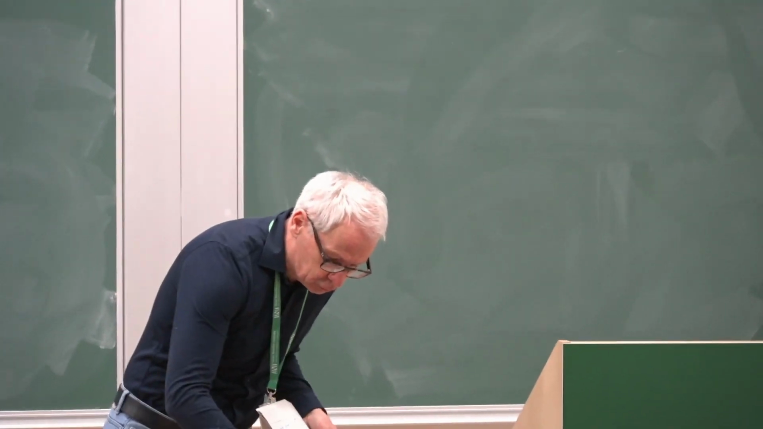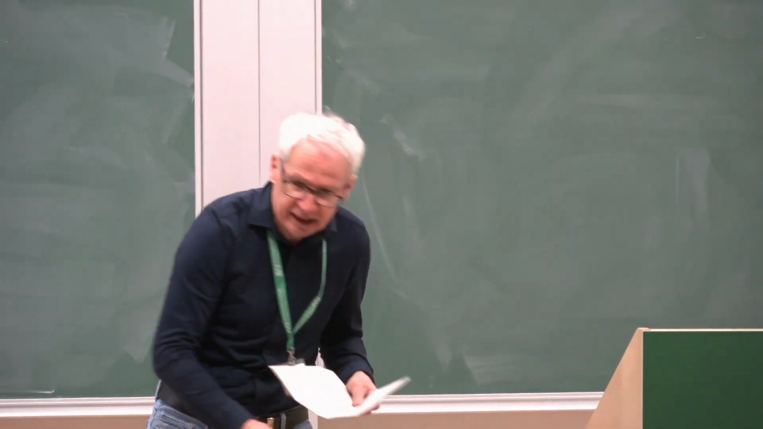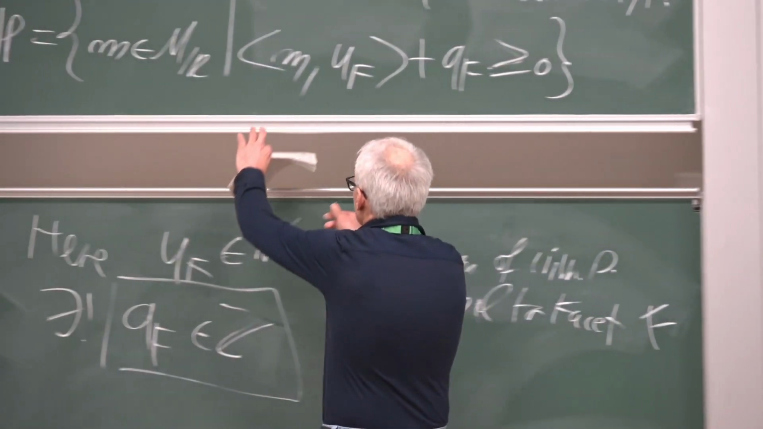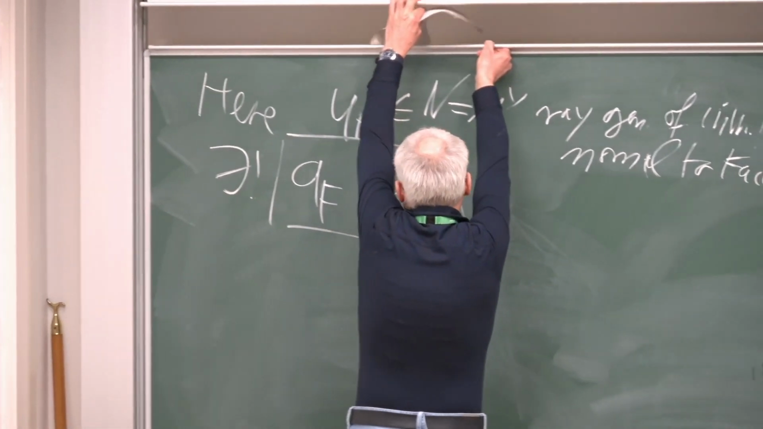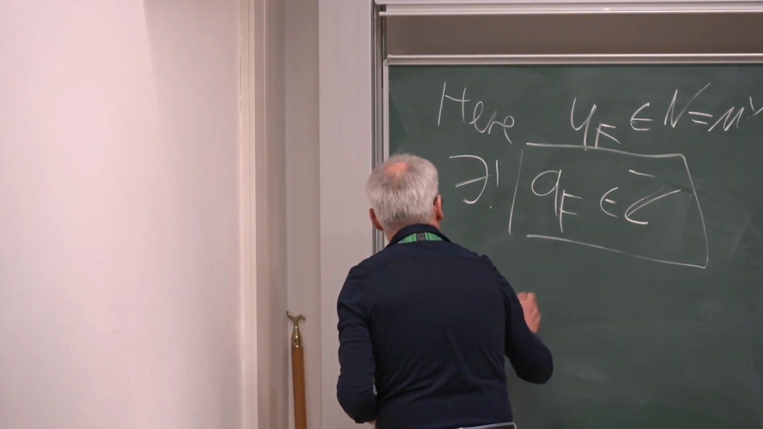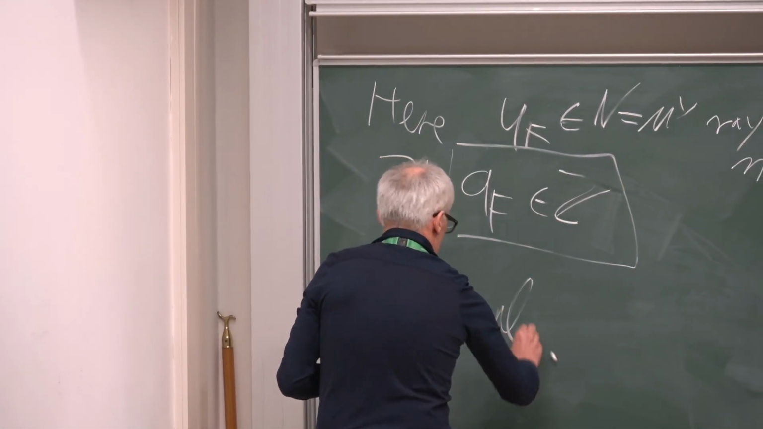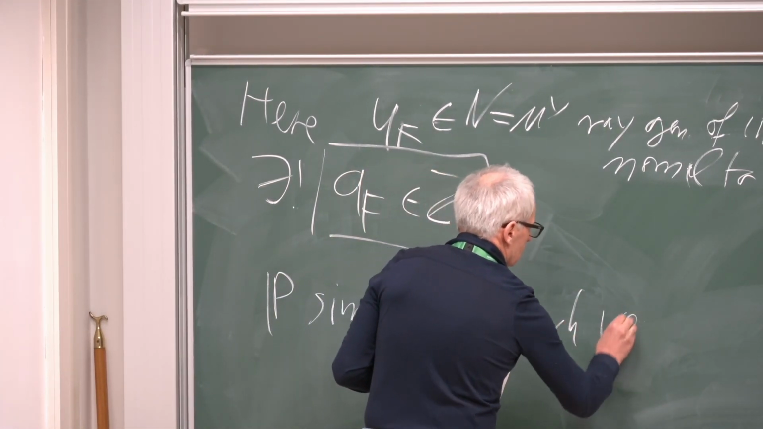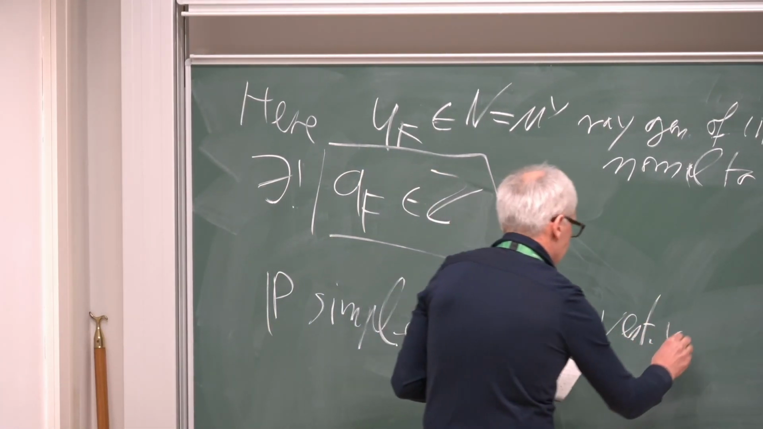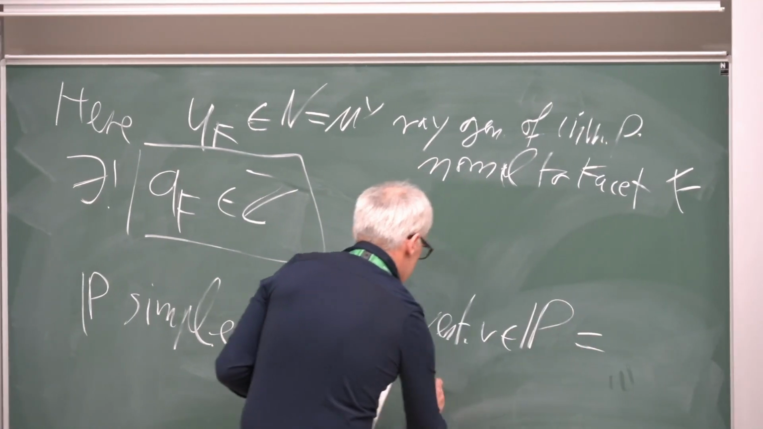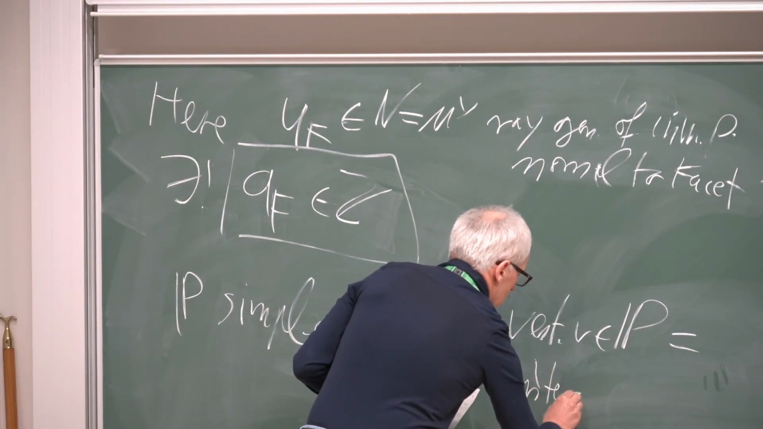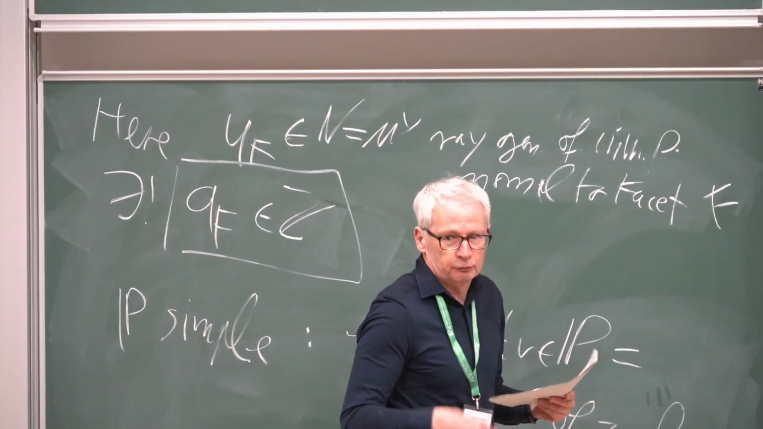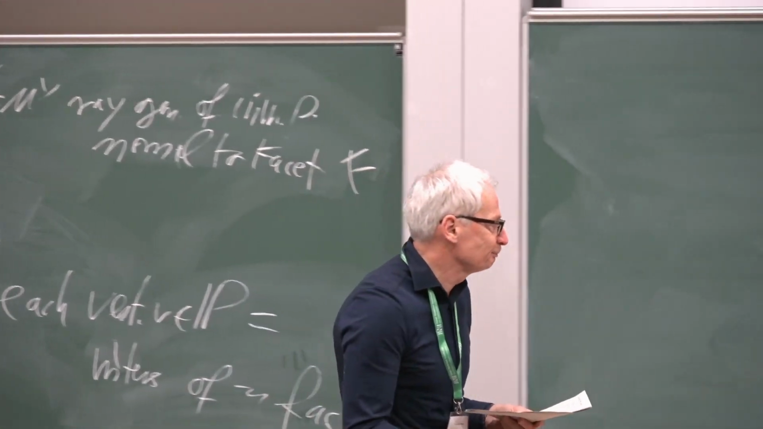And for most of the talk, not for everything, but if you want to relax, for most of the talk I will assume that P is simple. And simple means at each vertex v is the intersection of n facets. So maybe that's to fix the notation of this.